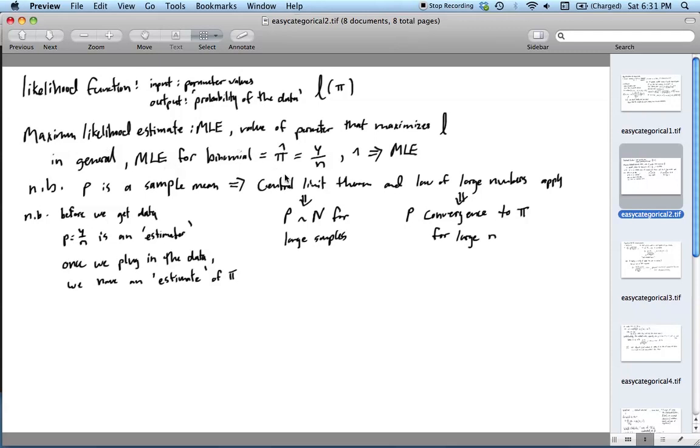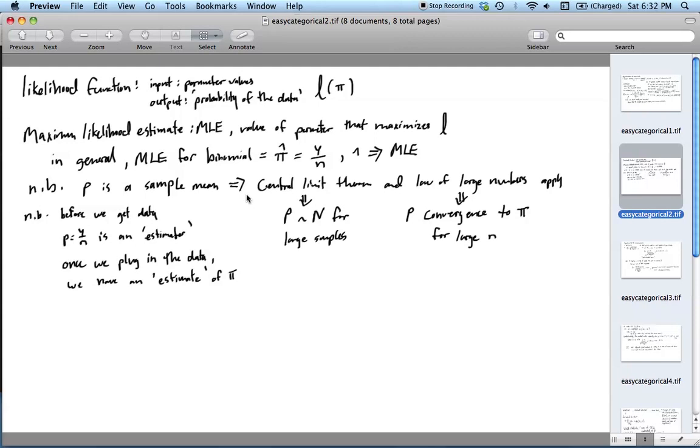So the MLE for a binomial, and when you're talking about this maximum likelihood estimate, that's when you use this hat, okay? It's always just going to be y over n, or the sample proportion. And P is a sample mean, which means that it has some nice properties of its sampling distribution. So the central limit theorem holds, and the law of large numbers.